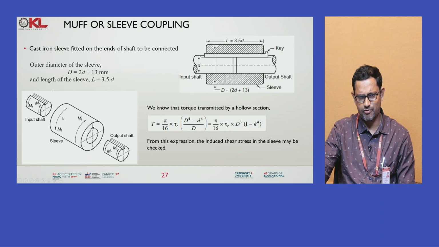What are the components we have to design? We have to do the design of shafts, the design of key and keyways, and then we have to do the design of the sleeve. If you see, the length of the sleeve, we can write L equal to 3.5 D. Similarly, the outer diameter of the sleeve can be written as 2D plus 13 mm.